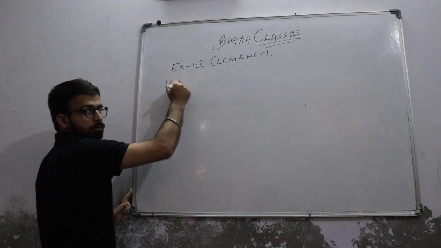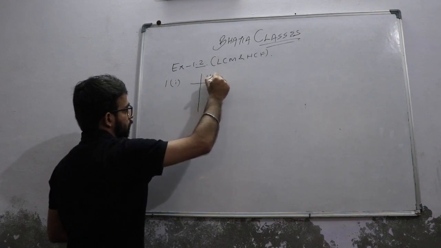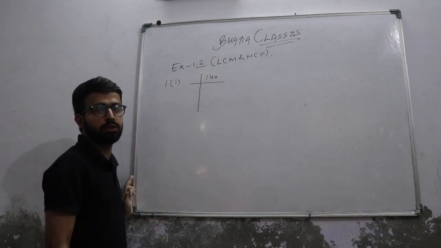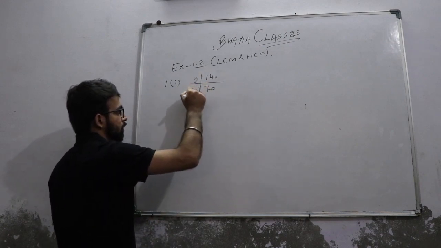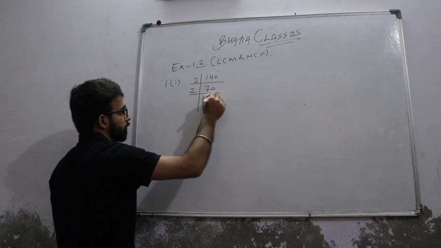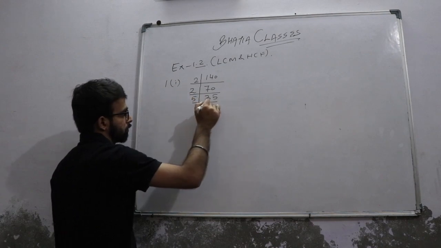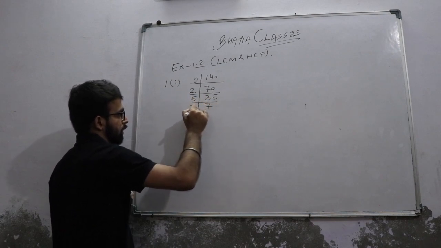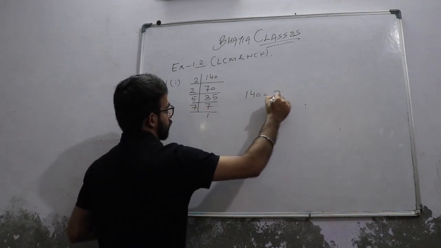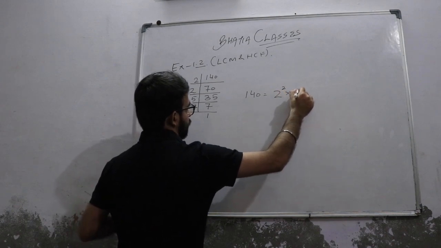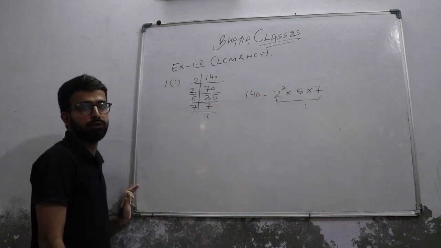First sum, you have to find out the prime factors of 140. 140 can be divided by 2, giving 70, then again by 2, giving 35, then by 5, then 7, then 1. You got 140 is equal to 2 raised to power 2 multiplied by 5 multiplied by 7. These are the prime factors of 140.